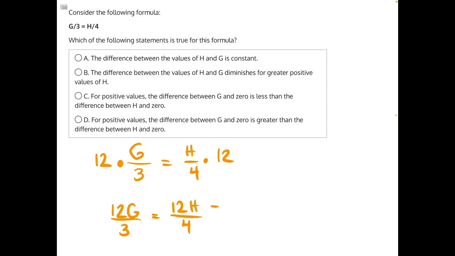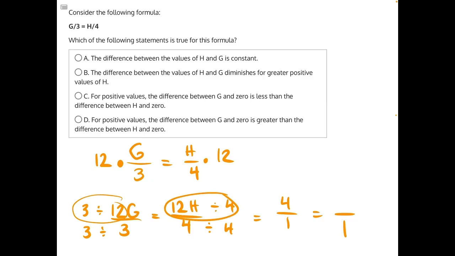We can divide the numerator and denominator by the greatest common factor of 4, and then divide the numerator and denominator by the greatest common factor of 3 for our other fraction. 4 divided by 4 and 3 divided by 3 will just give us 1. So we'll have 1 for both denominators over here. And our numerators, 12 divided by 3 will give us 4, and 12 divided by 4 will give us 3. So now we have 4g is equal to 3h.